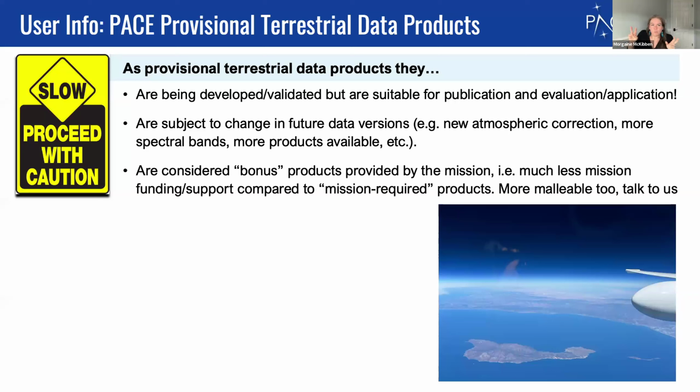Also, our data are considered bonus products by the mission, right? We are at our core an ocean and atmosphere mission, but we get this phenomenal land data and we have the ability to support it through the applications program, but that's differently supported than mission prime products. What that means to you practically as a user is that it just might take a little bit longer for us to get to standard quality, but it also means there's more room for us to alter or provide the products that our community needs, which is what I mentioned in the previous bullet.